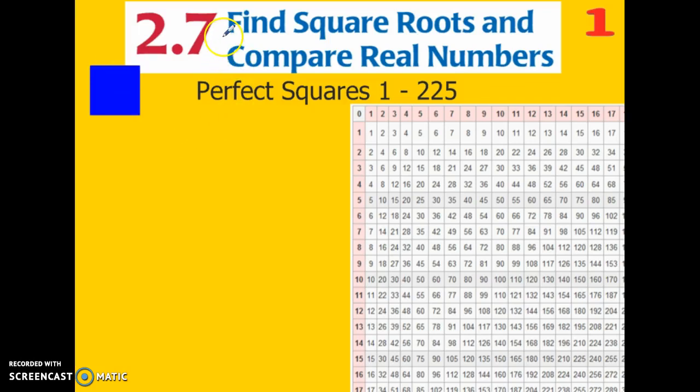Hello, today we are going to do lesson 2.7, which is finding square roots and then comparing real numbers. We're going to focus more on square roots and our perfect squares today. So we're going to start off with our perfect squares.